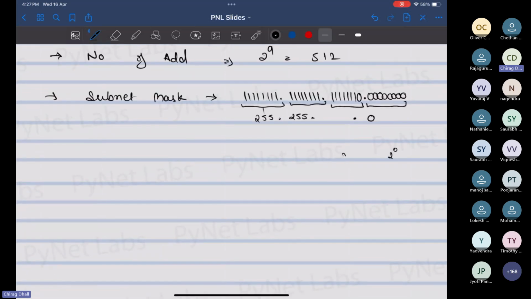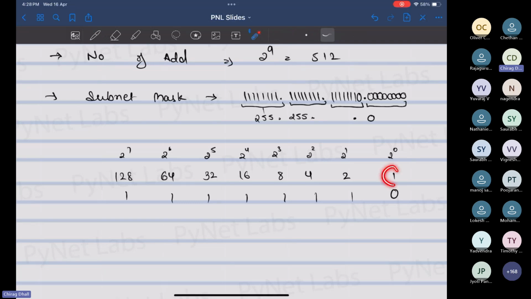2 raised to the power 0, 2 raised to the power 1, 2 raised to the power 2, 2 raised to the power 3, 4, 5, 6, 7: 1, 2, 4, 8, 16, 32, 64, 128. And 1, 2, 3, 4, 5, 6, 7. 7 times 1, and the last bit is going to be 0. The maximum we can get, or the total of all the bits, is 255.